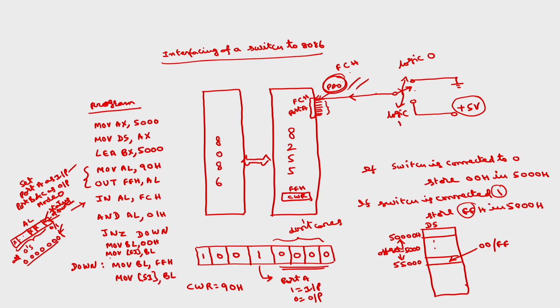In any case we have to halt; the program can be halted here or here. If you want to check only once, halt. If you want to check continuously, then instead of halt you can write an unconditional jump to up. Here also you can write an unconditional jump to up, so that it will continuously check the status of the switch.